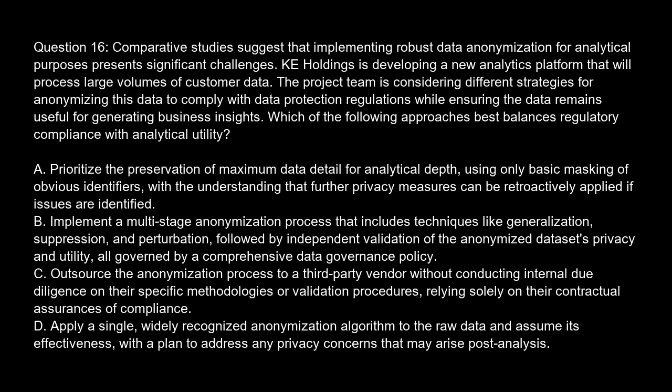Option A. Prioritize the preservation of maximum data detail for analytical depth, using only basic masking of obvious identifiers, with the understanding that further privacy measures can be retroactively applied if issues are identified. Option B. Implement a multi-stage anonymization process that includes techniques like generalization, suppression, and perturbation, followed by independent validation of the anonymized dataset's privacy and utility, all governed by a comprehensive data governance policy.